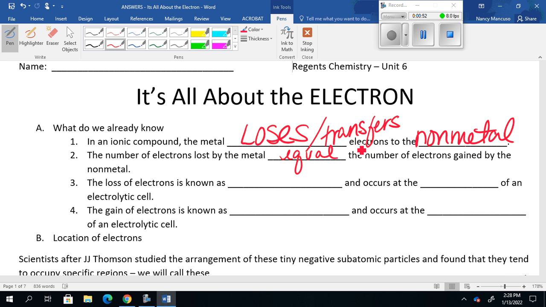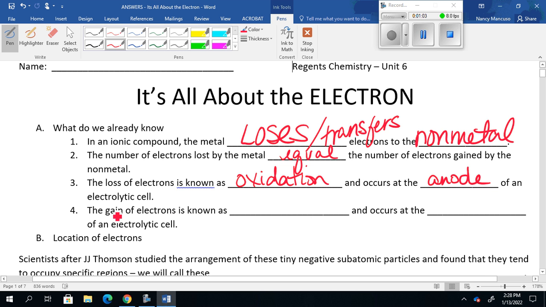The loss of electrons is known as oxidation. Oxidation always happens at the anode. And to gain electrons is reduction. And that always happens at the cathode. So an, ox, red, cat, those are ways of remembering which ones go together.